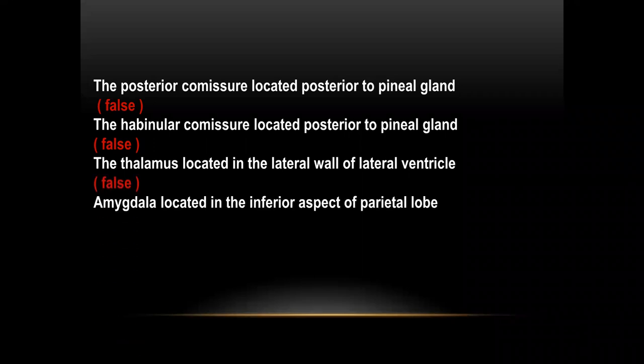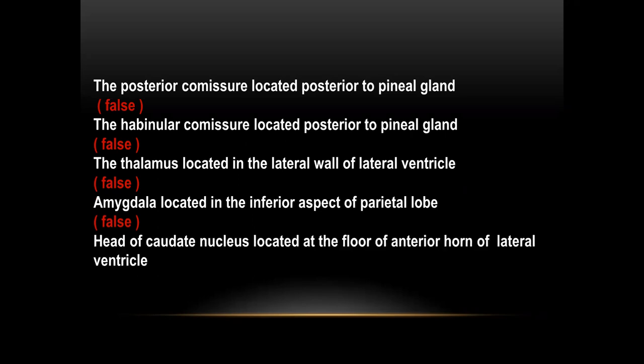The amygdala is located in the inferior aspect of the parietal lobe. False. Temporal lobe. The head of the caudate nucleus is located at the floor of the anterior horn of the lateral ventricle. True.